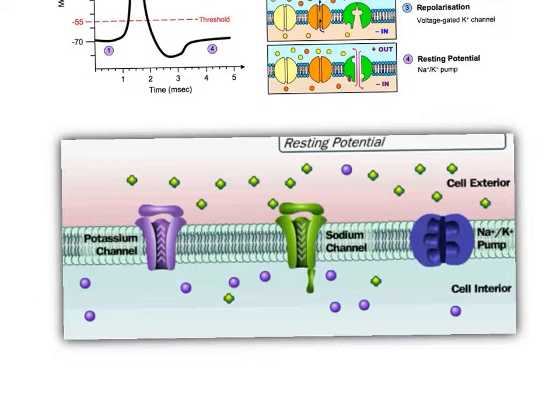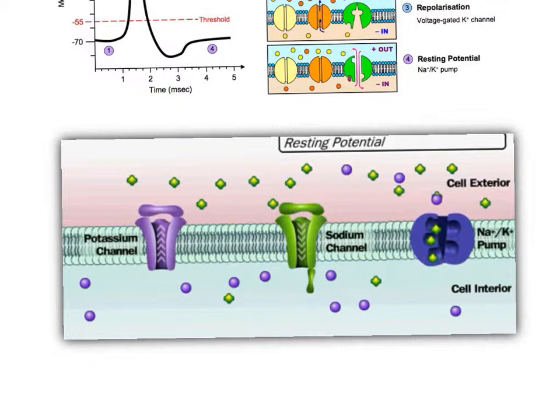So what I've got here is resting potential, where the green blobs represent the sodium ions and the blue blobs represent the potassium ions. At resting potential, we've got lots more sodium ions outside the cell than inside the cell, and we've also got some potassium ions outside the cell because they've been able to leak out. Okay, so we've got resting potential there.